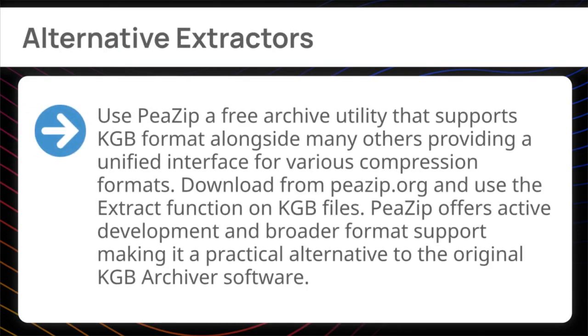Finally, alternative extractors. Use pzip, a free archive utility that supports KGB format, alongside many others providing a unified interface for various compression formats. Download from pzip.org and use the extract function on KGB files. Pzip offers active development and broader format support, making it a practical alternative to the original KGB Archiver software.